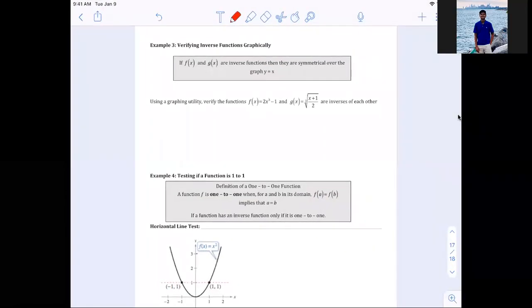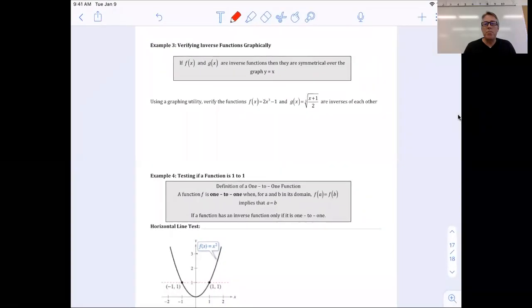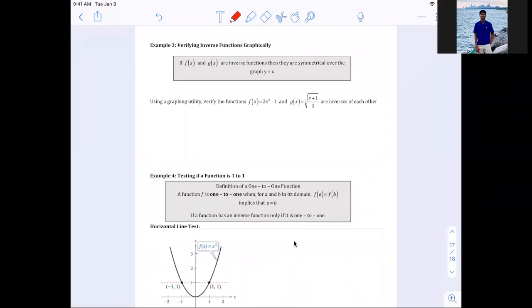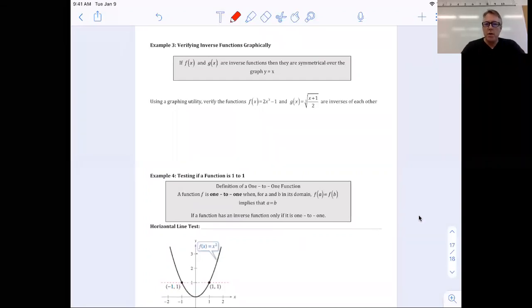How do you do this on a regular calculator? Let me pull that up at the end and I'll show you, because it takes a long time for that app to open, but I'll start opening it now and I will come back to it, okay? Okay, thank you. But I really wanted you to see the visual of them being reflections over the line y equals x.